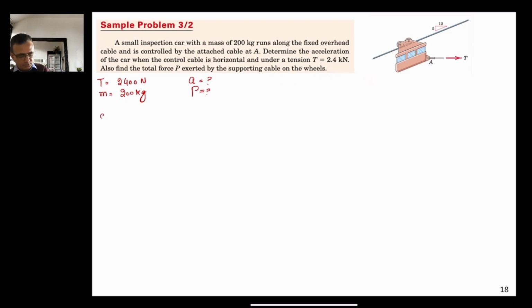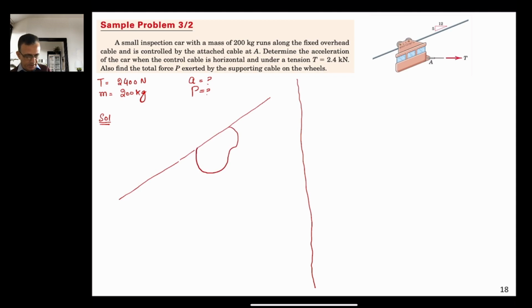Now to solve this problem, the first thing we need to do is draw the free body diagram before trying to solve this question. As you can see, this is the cable here, the direction of the cable, and as we discussed earlier, we will draw a rough representation of the cable. But since we want to calculate the acceleration of the inspection car, we will draw the free body diagram of the inspection car.